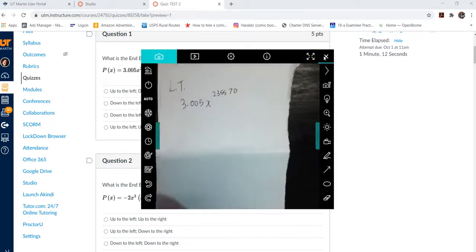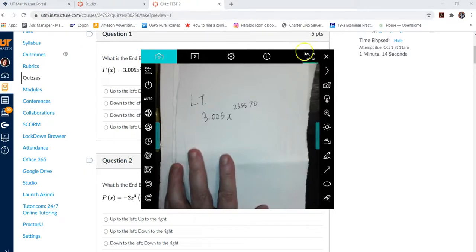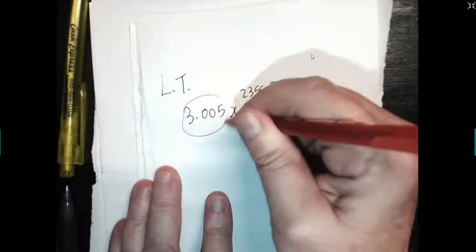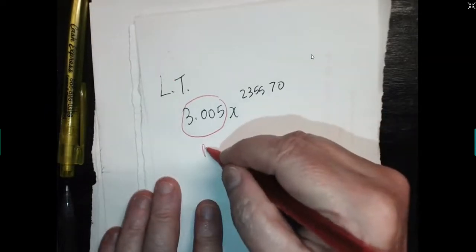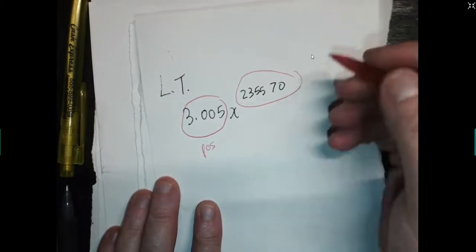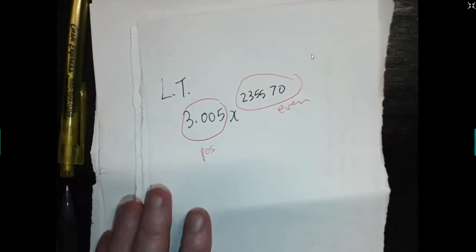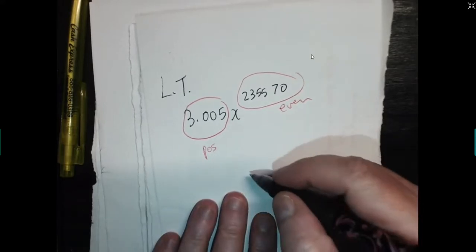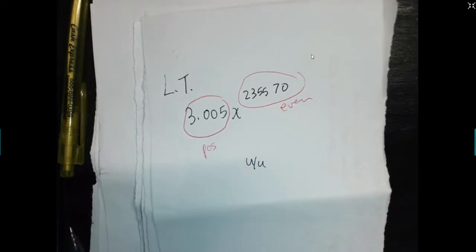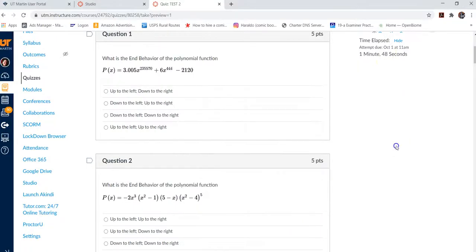Okay, let me just adjust that. Okay. So that's my leading term. And what I have here is a positive number out the front times x to an even. So I look at the last digit there, it's a 0, to an even power. So if it's a positive number times x to an even power, there were 4 cases you had to know, and the end behavior is up, up. So a positive number times x to an even power gives us end behavior up, up. So I need up, up.